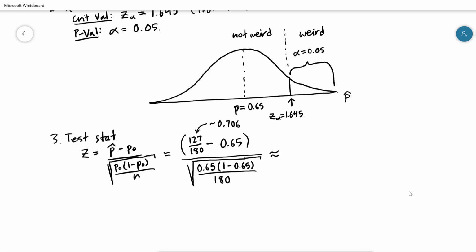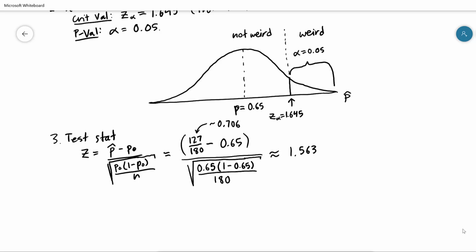So plug that number in. You can just do the 0.706 if you want, or you can actually do this fraction. Plug it into this formula on the calculator. Get your parentheses in the right place. It's a big, ugly thing. I got about 1.563-ish when I computed this test statistic.